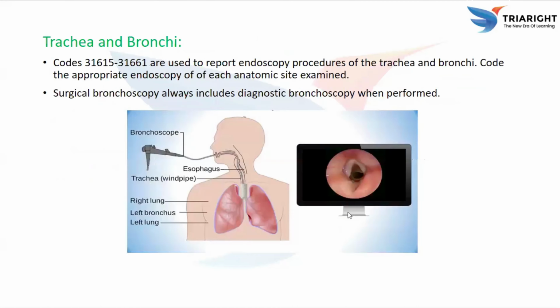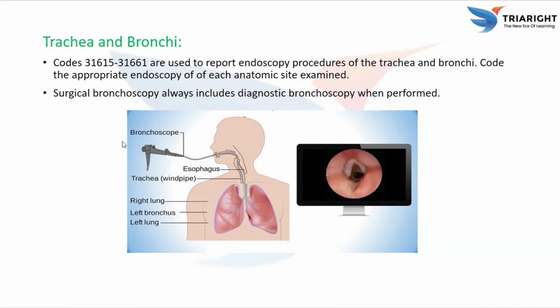So next section is trachea and bronchi. This slide explains endoscopic procedures of the airway, specifically the trachea, the windpipe, and the main bronchi, left and right. These procedures are reported using bronchoscopy CPT codes. What are the CPT code ranges for trachea and bronchi? 31615 to 31661. So what does this mean? All endoscopic procedures involving the trachea, right bronchus and left bronchus are reported using these codes.